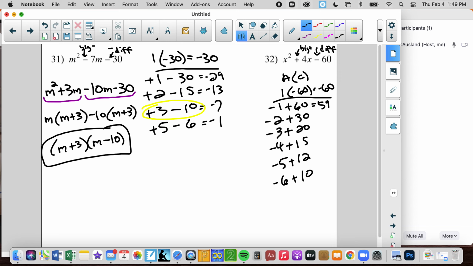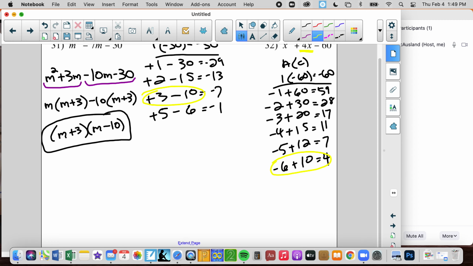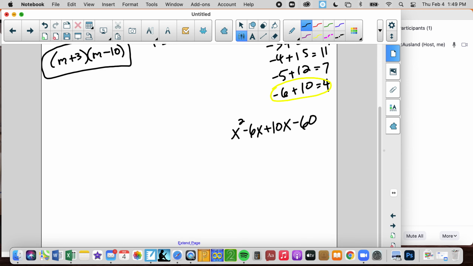That gives me 59. This gives me 28. This gives me 17. This gives me 11. This gives me 7. And this gives me 4. Which one's equal to my middle? My middle is 4, so I got negative 6 plus 10. So we get x squared minus 6x plus 10x minus 60. I'm going to group them.